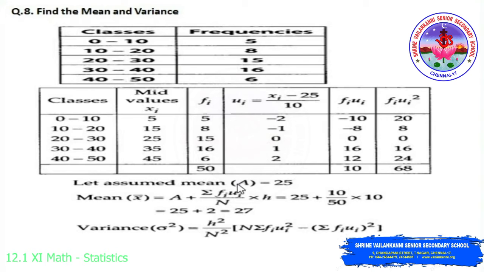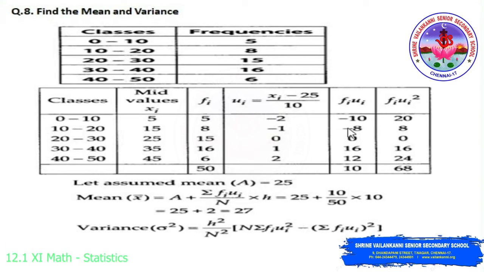Then this is enough to find the mean x bar, which is a plus summation fi ui by n into h. Assumed mean a is 25 plus summation fi ui is 10. So 10 by n, which is the sum of the frequencies, so 10 by 50 into h, the class size. On simplifying this we get 27. So x bar is 27.